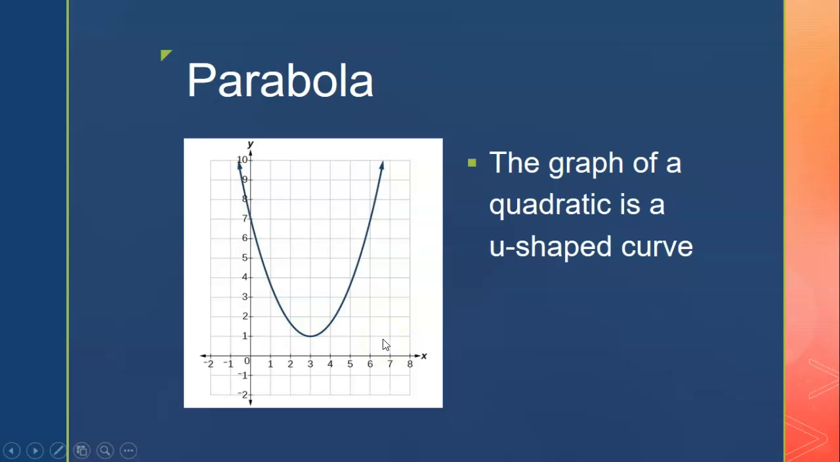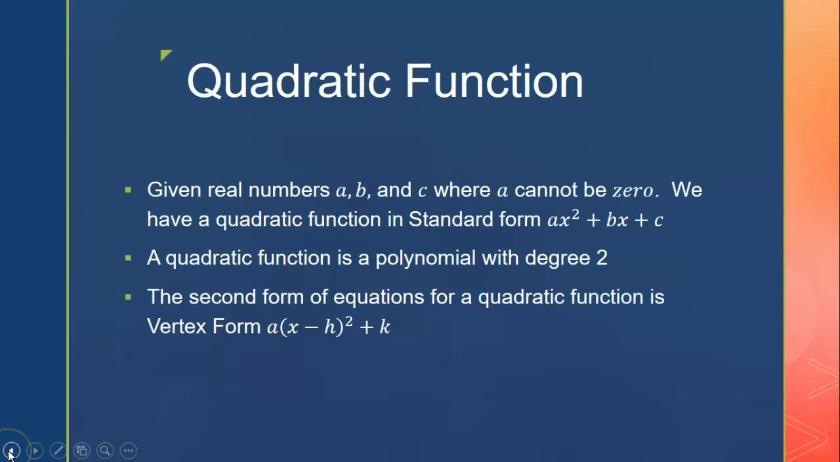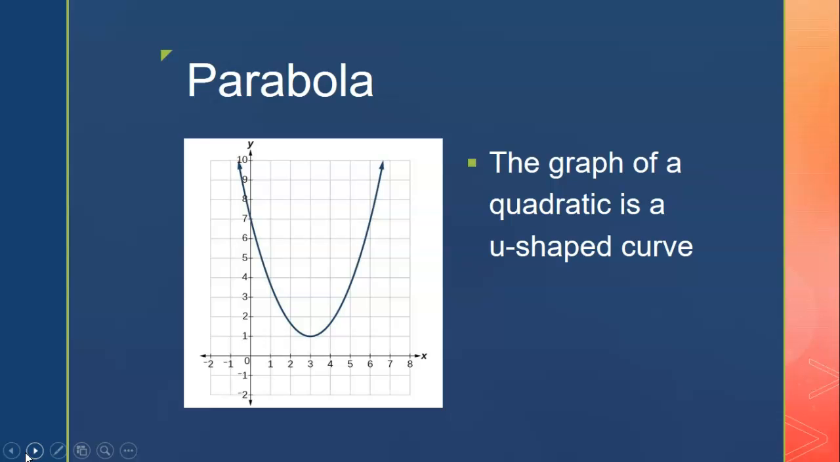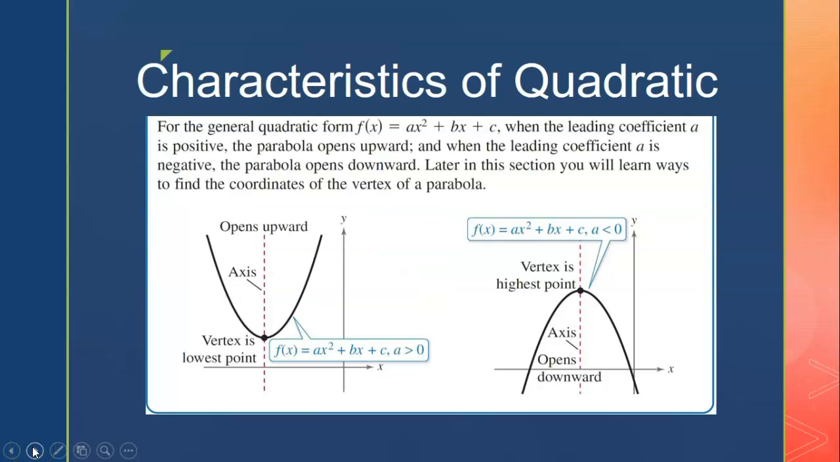A parabola is the shape of a quadratic. We describe it as U-shaped because it kind of looks like the letter U. So there are very few characteristics that we know about for quadratics. So we're going to learn all about them today.